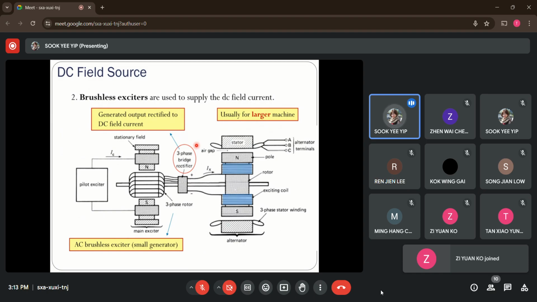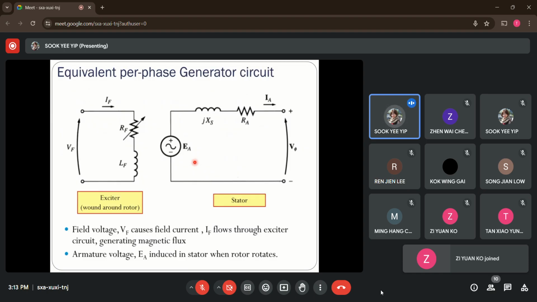Now let's see the equivalent circuit for one phase of a generator by looking at these diagrams. At the left-hand side here, we have the excitation circuit. We know that the excitation circuit is used to supply the current to the field winding. This field winding is wound around the rotor. With the supplied voltage, VF here is the field voltage. It will cause IF, the field current, to flow through the winding. Whenever we have current flowing through the winding, it will generate magnetic flux, or magnetic fields.